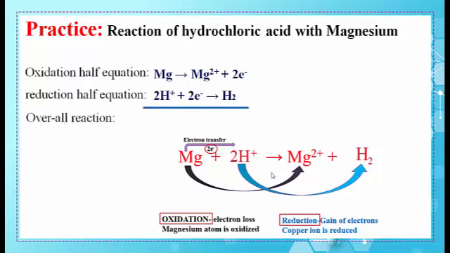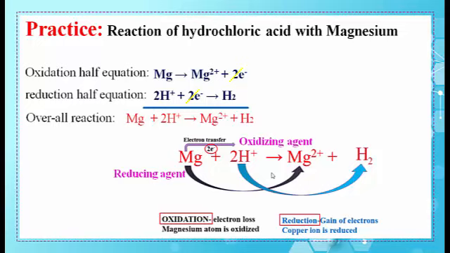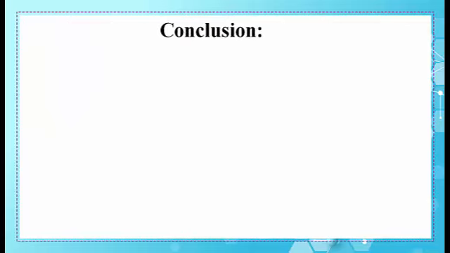The overall equation will be Mg plus 2H+ give Mg2+ and H2. Since Mg undergoes oxidation, then it is the reducing agent. And since H+ undergoes reduction, then it is the oxidizing agent.